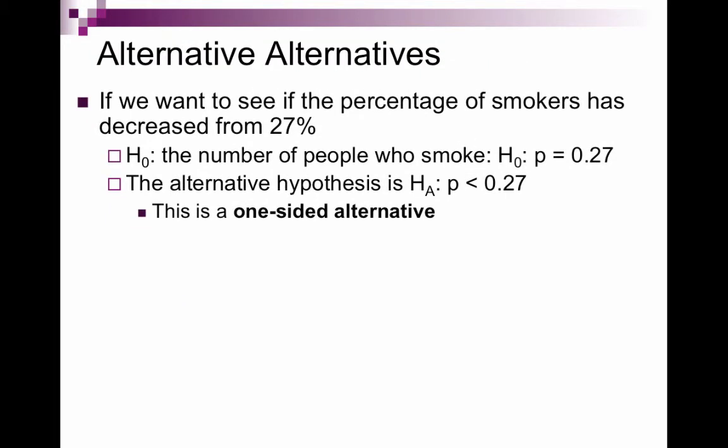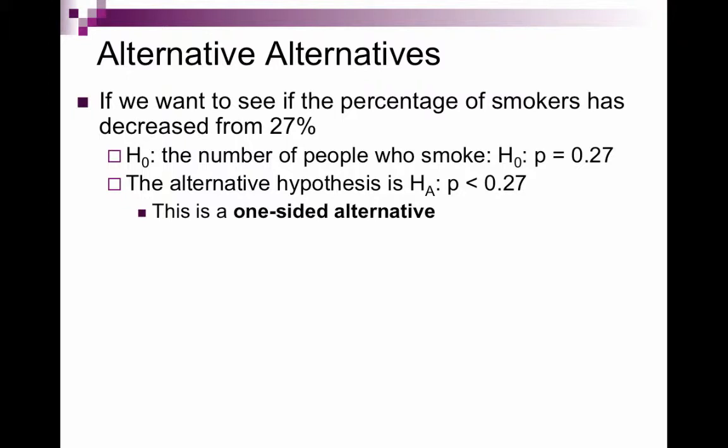Looking at more alternative hypotheses, if we want to see if the percentage of smokers has decreased from 20%, our null hypothesis is that nothing is different. So our null hypothesis would be H sub 0, colon, P equals 0.27. We are assuming that the current model of 27% is what it still is. The alternative hypothesis, we want it to have decreased. So our alternative hypothesis is P is less than 0.27 because we're trying to show that it has decreased. And we're going to do that if we are able to reject our null hypothesis.